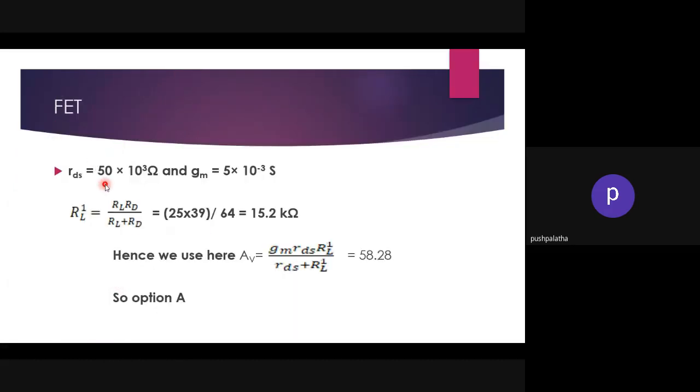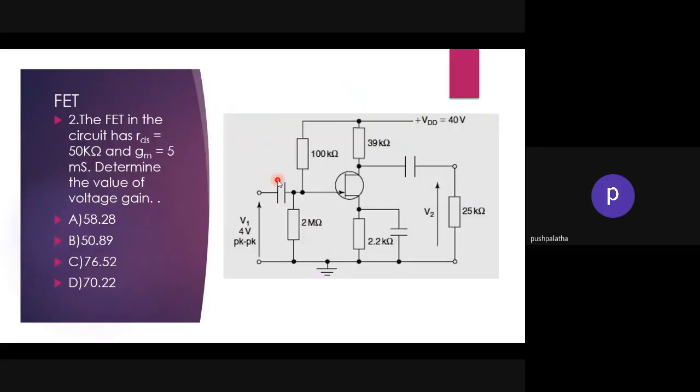RDS, the drain to source resistance, is given as 50 × 10^3 ohms, and gm is 5 × 10^-3 siemens. Here you need to find that RL and RD are in parallel. We are going to find the output here.